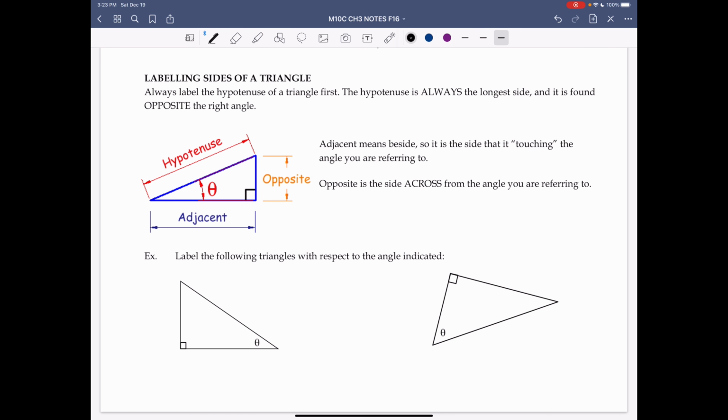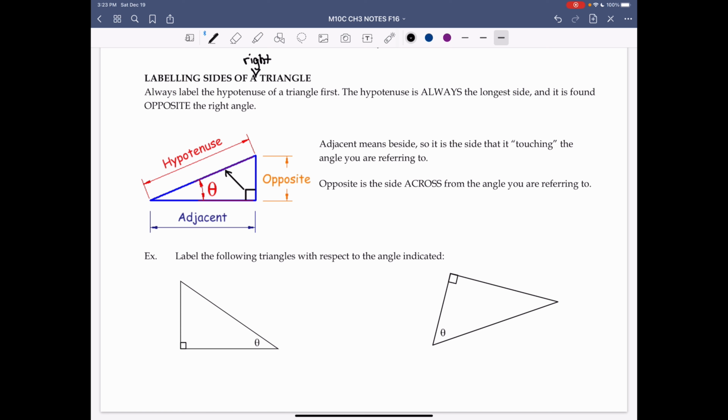Labeling sides of this is more specific to right triangles. Always label the hypotenuse of a right triangle first. The hypotenuse is the longest side, and it is found opposite the right angle. So from the right angle, we go to the side opposite. That would be our hypotenuse. Adjacent means beside, so it's the side that is touching the angle you are referring to. And opposite is the side across from the angle you're referring to.